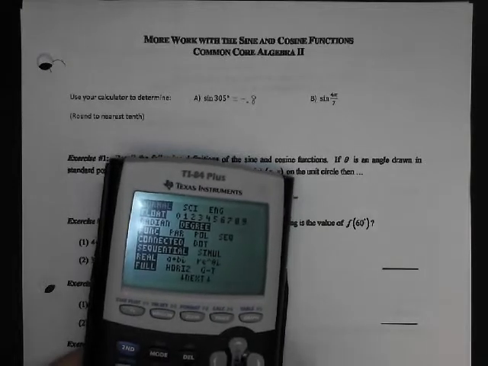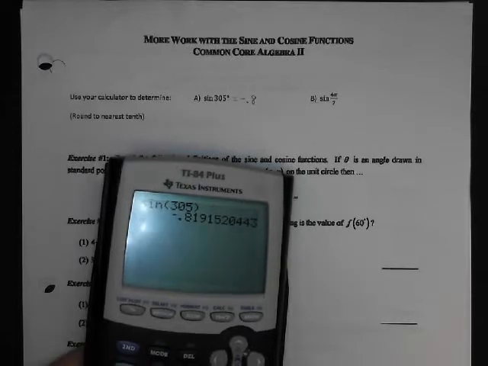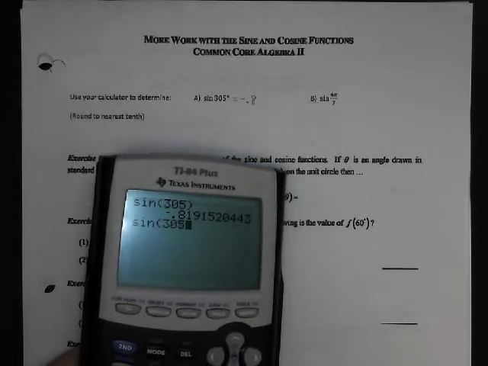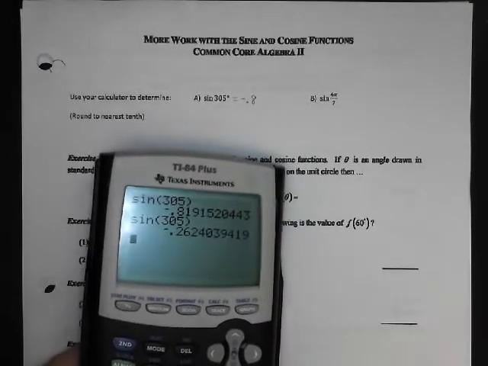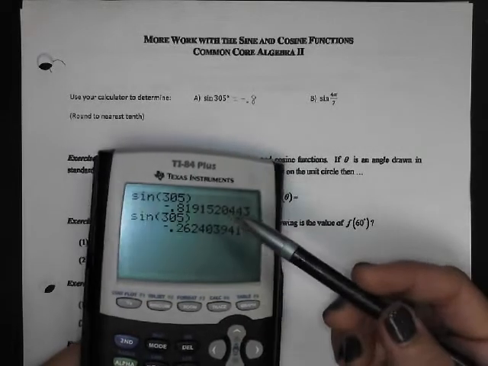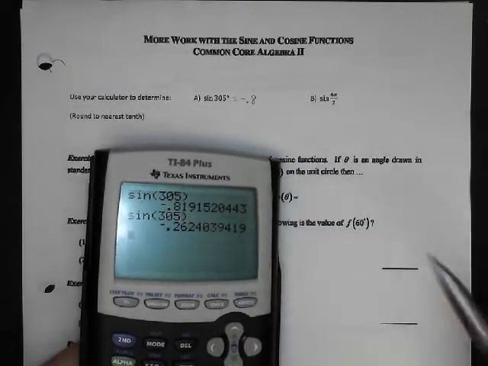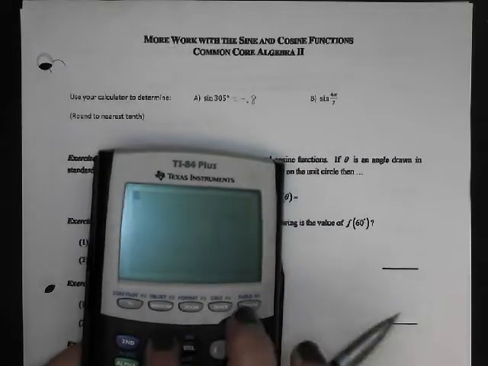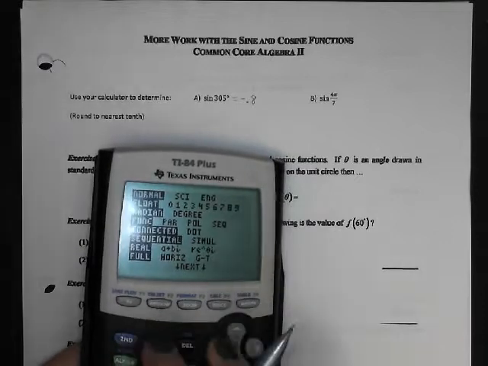So if I go to mode and switch that to radians, and if I happen to be in the wrong mode and then I type in the sine of 305, it's processing that as sine of 305 radians, which is a totally different answer. And you really won't know the difference because these decimals are usually pretty ugly. So you have to make sure you're in the right mode. So now that I went to mode and highlighted radians, now I am in radians.